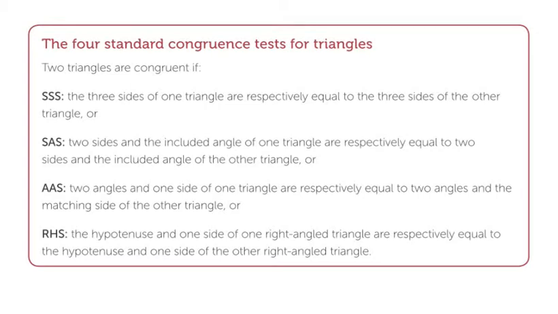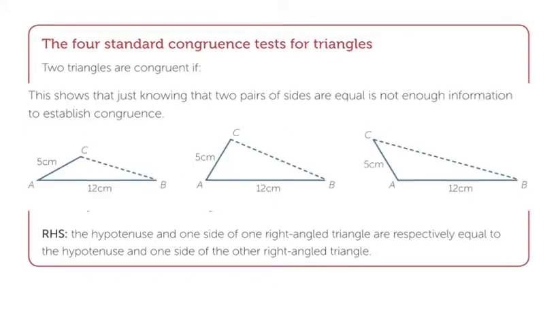Hello, as we have said in our previous lesson, there are 4 standard congruence tests and proofs for congruent triangles. Today we will look at the first 2 proofs. We will look at side, side, side and side, angle, side.